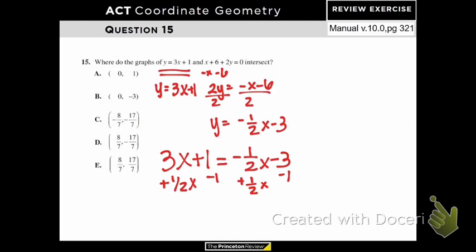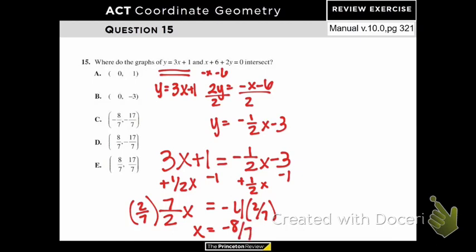When I add these, if I get a common denominator, this gives me 7/2 times x equals negative 4. To get x by itself here, I'm going to multiply by 2 over 7. Okay, which gives me x equals negative 8/7. And in this case, there's only one answer that has that x value, so I know my answer is C.